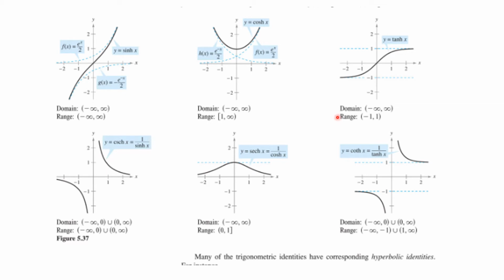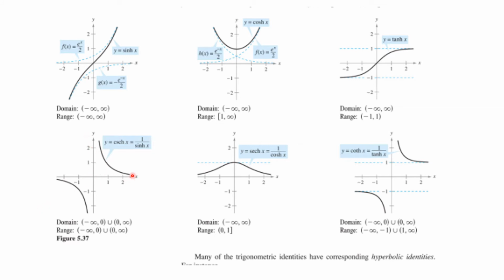The domain is going to be minus infinity to infinity, and the range is going to be minus 1 to 1. And it makes you think of the arctangent, but it is different. And as you see, these are not identical at all to the circular trigonometric functions.